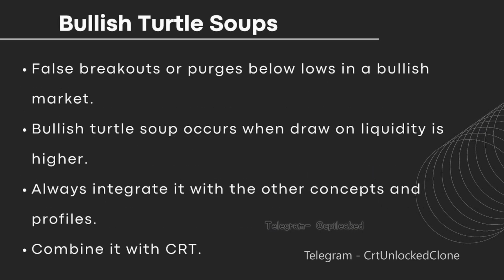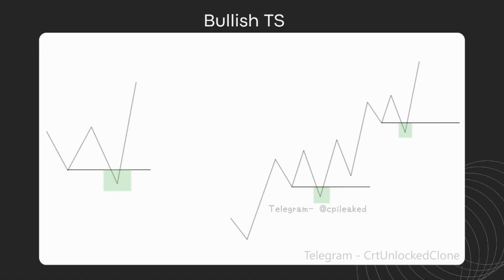So the first one we've got is a bullish turtle soup. Basically bullish turtle soups are false breakouts or purges below lows in a bullish market or bullish market structure, right? Bullish turtle soups occur when the drawn liquidity and bias is towards the higher side, the upside, right? Pretty obvious. Now make sure to always integrate these with other concepts to achieve the maximum results when trading bullish turtle soup, right? And last but not least, combine it with CRT, just like we did when trading ranges, right?